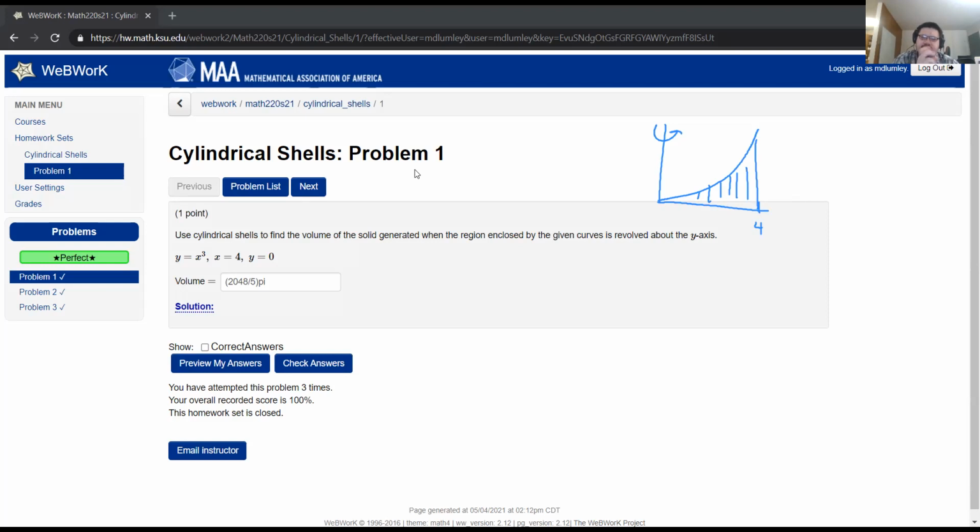So I don't need to solve in terms of the other variable for this problem, just because the axis is set up differently. The integral I would get here would be 0 to 4, dx. Radius is just x. The height is going to be x cubed. So let's see if I get the same value. Integrate x to the fourth from 0 to 4. 2048 over 5 pi, yeah.